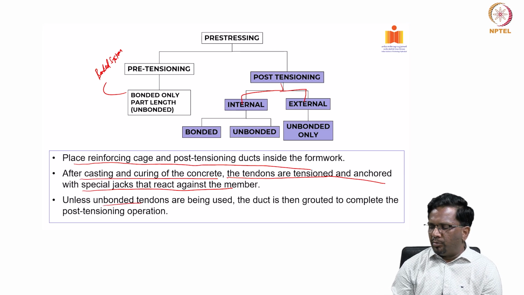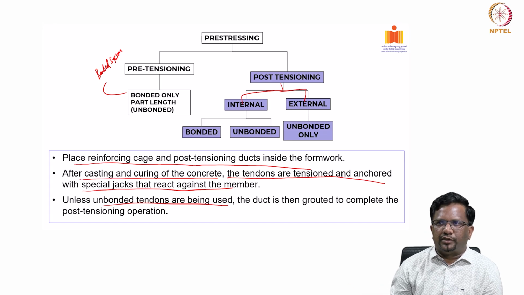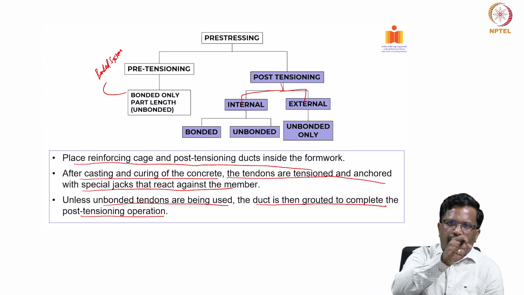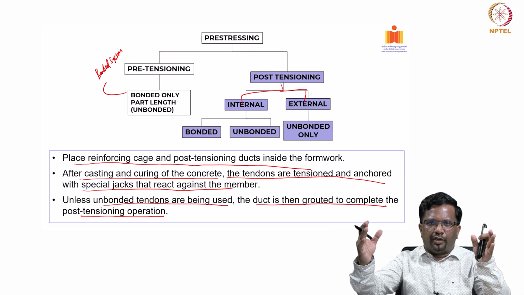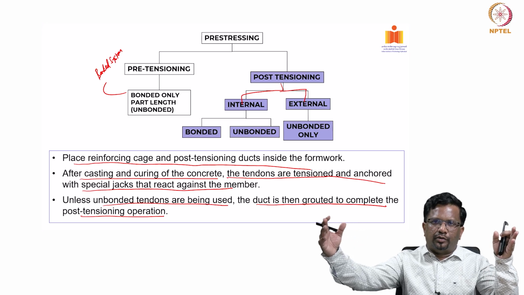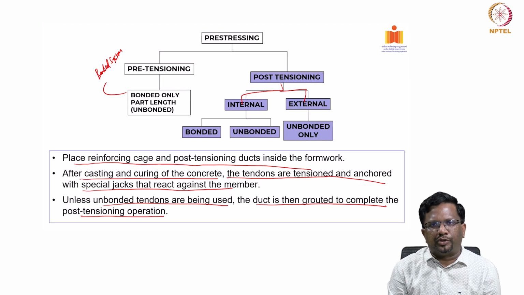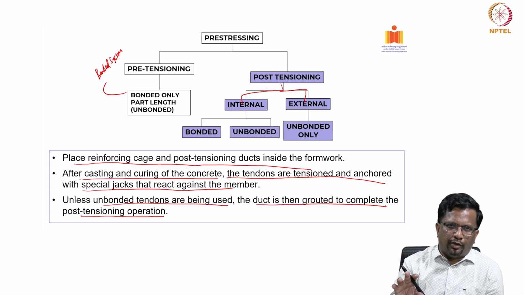Unless you are using unbonded tendons, typically the duct will be there, which I will show you in the figures in the next slides. The duct will be grouted to complete the post-tensioning operation. So, what is the meaning of grouting? You have a duct and you have run the cable. Now, you are stretching the cable. Now, everything is getting locked, right? And the tension that you apply on the strand will get transferred in the form of compression to the concrete. But then you have to close the gap between the duct and the pre-stressing steel by applying grouting.